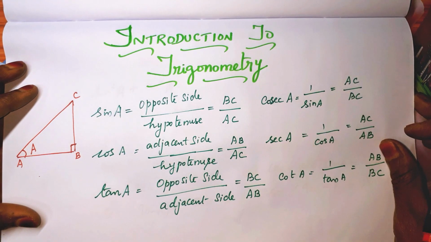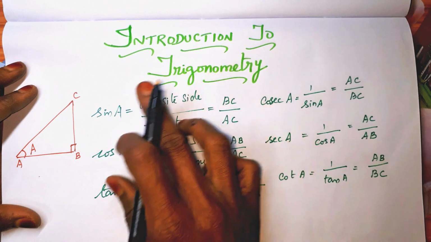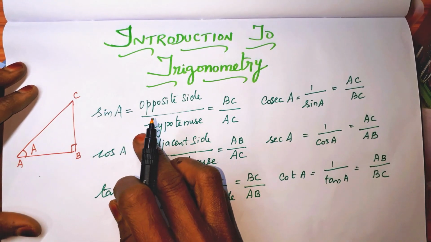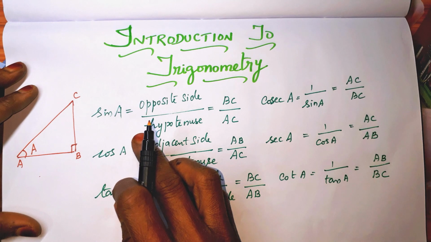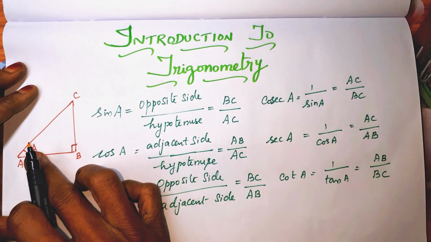Hello students, now we are going to see about trigonometry. Introduction to trigonometry. For that, let me consider a right-angled triangle. What do you mean by a right-angled triangle? It will have 90 degrees as one of its angles. How many angles will be there in a triangle?